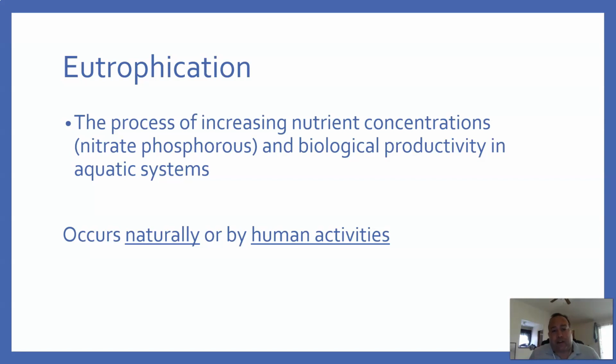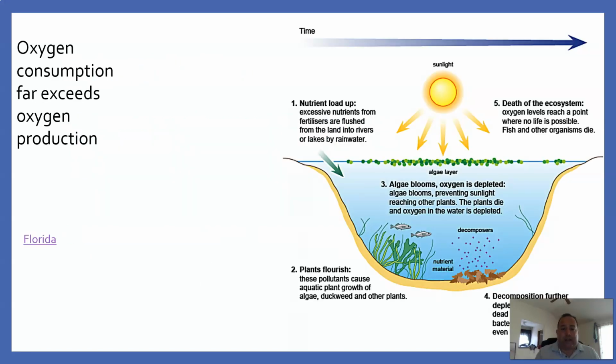So the one big problem we want to try and avoid is eutrophication, the process of increasing nutrient concentrations and biological productivity in aquatic systems. This can occur naturally or by human activities. When it occurs naturally, it's slow, but when it occurs by human activities, it's accelerated, or fast. So we really would like to avoid that.